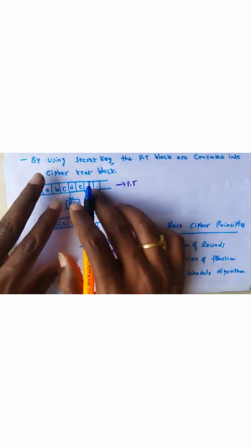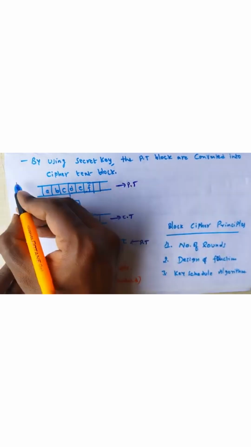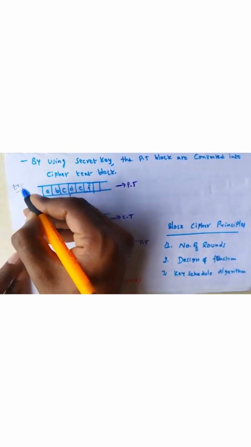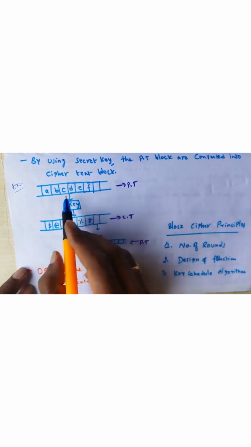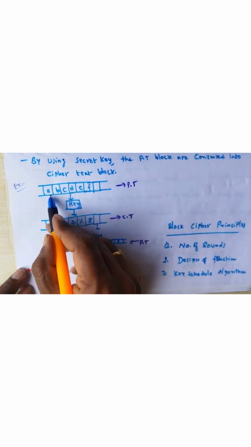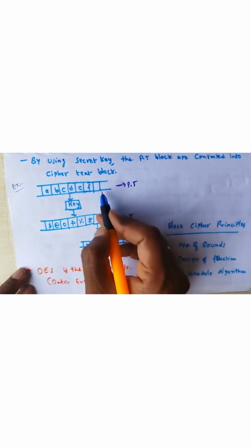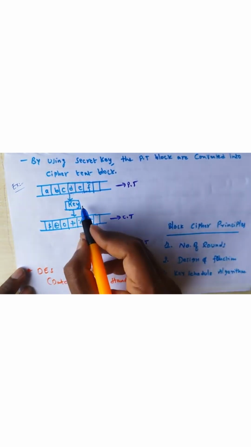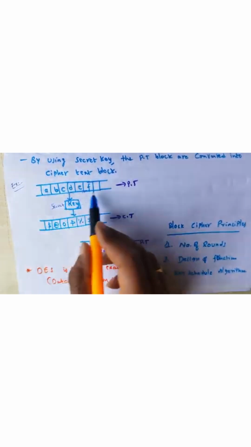See here, by using a secret key, the plain text is converted into cipher text. I am explaining very clearly with an example. This is the plain text message, and I have written it as blocks: this is the first block, block 2, block 3, block 4, block 5, block 6. These are the several blocks we have in the plain text message. With the help of the secret key, this plain text message is converted into cipher text.